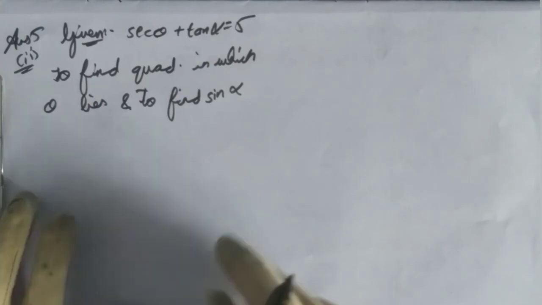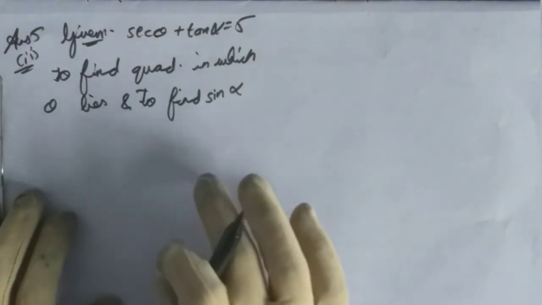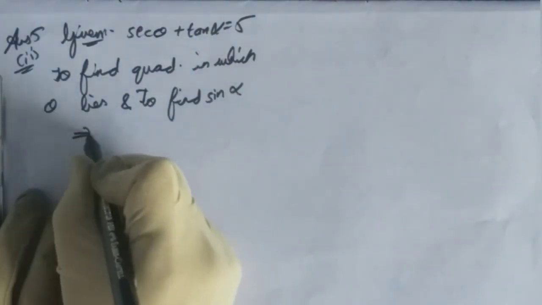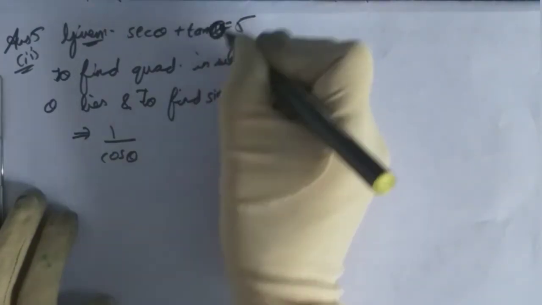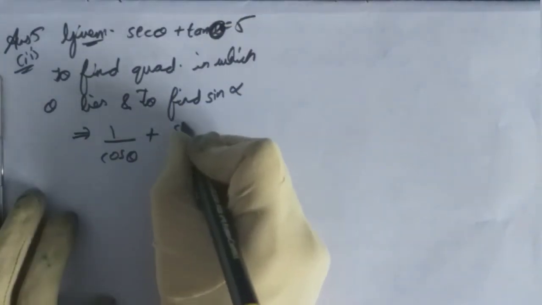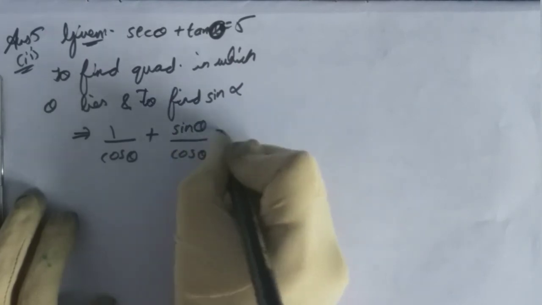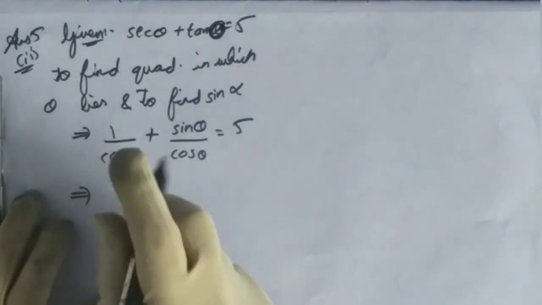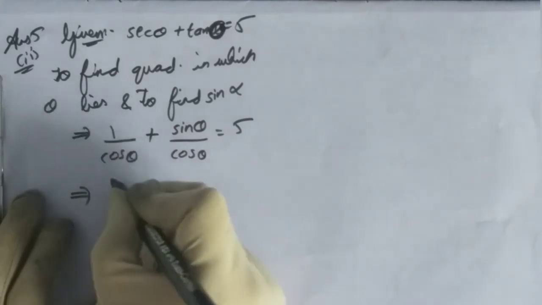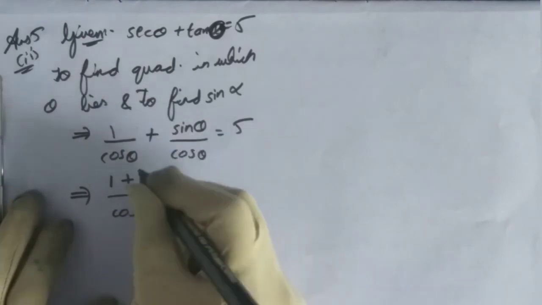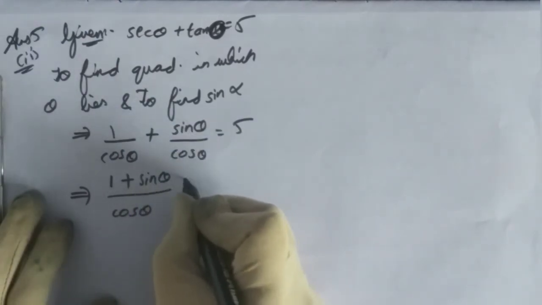To find sin theta, remember how we did the fourth bit of the fourth question? We had to make both of them in terms of one trigonometric ratio. Here I have secant theta. I can write secant theta as 1 by cos theta, and here I can write tan theta as sin theta by cos theta. Those are the formulas, right? It is equal to 5. Now again, the LCM of cos theta and cos theta is cos theta. So 1 plus sin theta divided by cos theta is equal to 5.